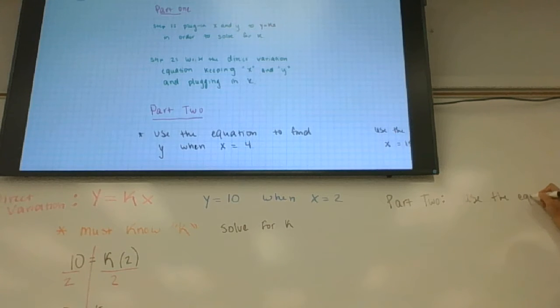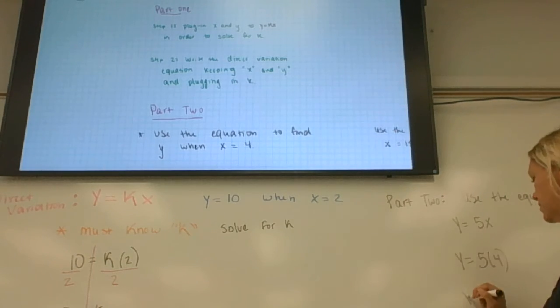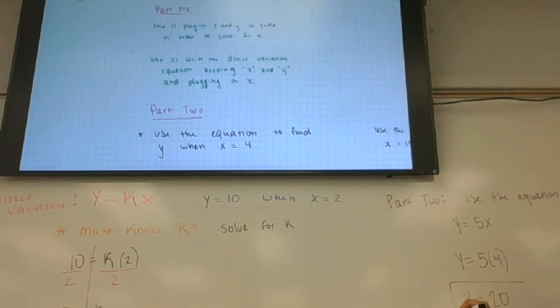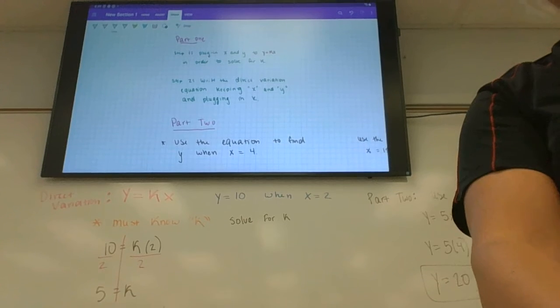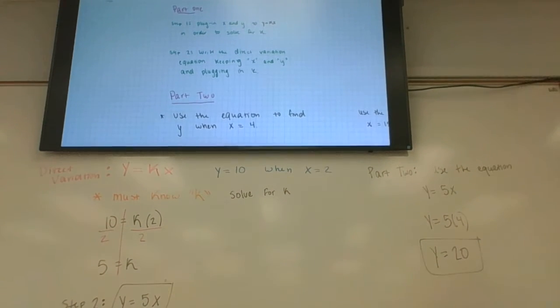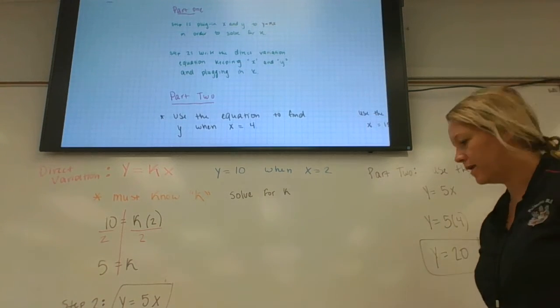Part 2 is actually to use the equation. So our equation is y equals 5x, so y equals 5 times 4. So y would be 20. That means if x was 4, y is 20 in that direct variation. Part 1 and part 2 can take a little practice. Let's do another one.